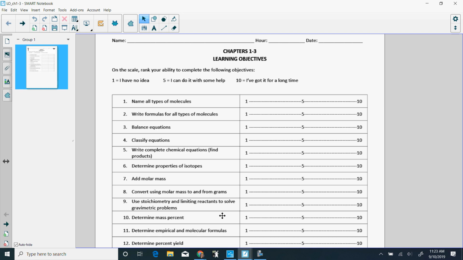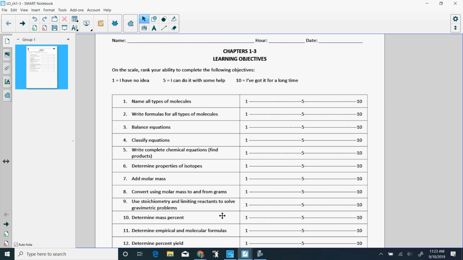This is a working document as well, so we'll revisit this every once in a while, but you're ranking yourself 1 to 10. 1 is like, I have no idea. So your 13 should be a 1. You don't know how to do combustion analysis yet. I have not taught it to you. You've never learned it before. I assume you haven't learned it before, unless you went to a different school.